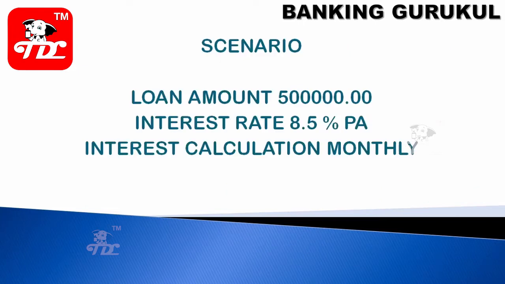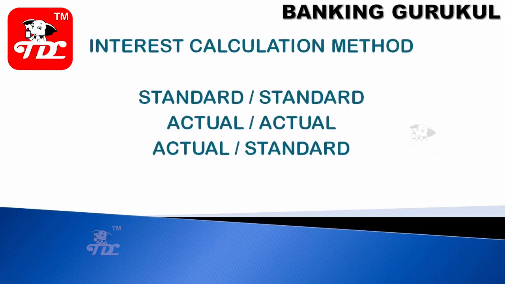So my scenario is: loan amount is 5 lakhs, rate of interest is 8.5% per annum, interest is calculated monthly. The interest calculation methods are standard by standard, actual by actual, and actual by standard. You can go for more combinations also, like standard by actual, but I am giving examples for 3 combinations.